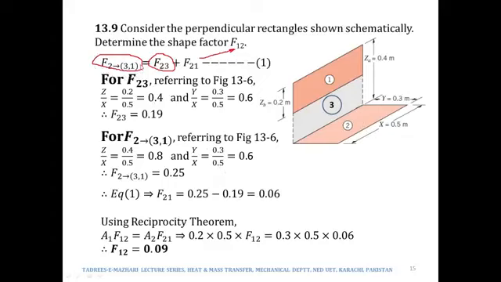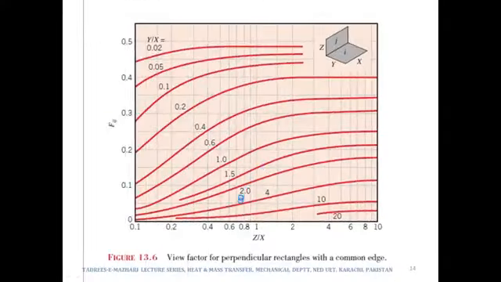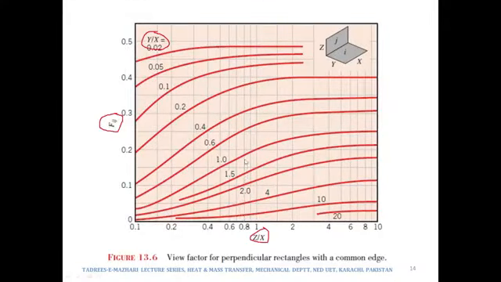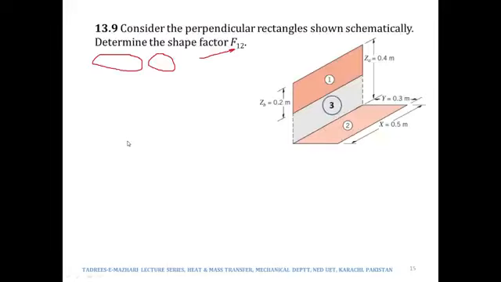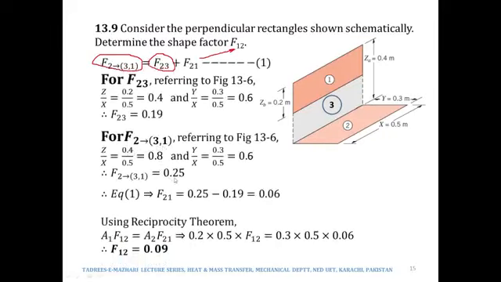Now for the next one, F2 onto 3 and 1 combined. What would be Z by X? Z by X for this combined surface would be 0.4, X would remain 0.5 and Y by X would remain 0.6. So at the intersection of 0.8 and 0.6, we read the value of Fij as 0.25. It is midway between 0.2 and 0.3, so it would be 0.25. So F from 2 onto 3 and 1 combined would be 0.25. So if we put those two values in equation 1, we get F21 as 0.06.